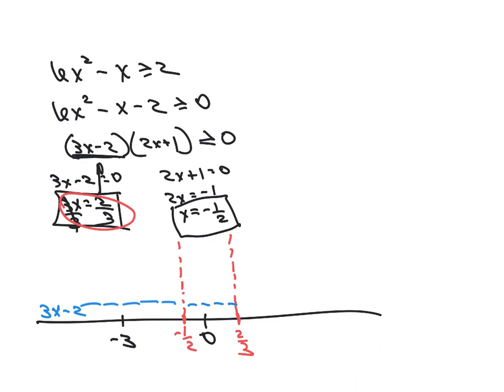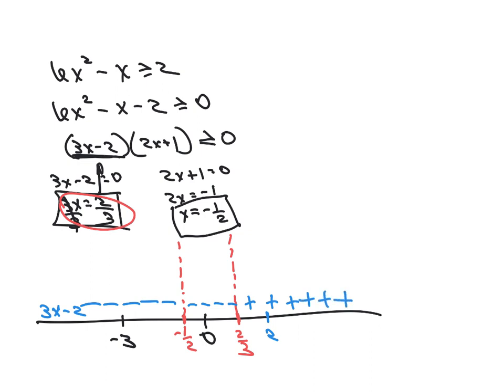Okay, let's look at these numbers. It doesn't matter, again, which numbers you pick. It's just got to be bigger than 2/3, which is less than 1. Let's use 2. Okay, so 2 times 3 is 6. 6 minus 2 is 4. That's a positive number. So all the numbers over here are positive.